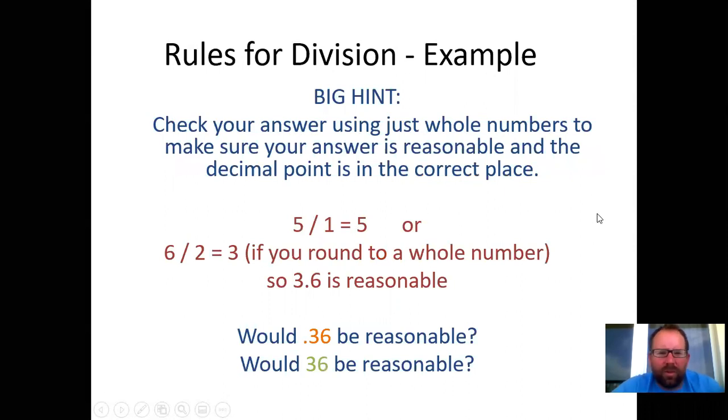All right, so check your answer using just whole numbers, and that's kind of what I did, right? So if I had the 3.6, I rounded it up to 4, or you can round it down to 3. So 6 divided by 2 would be 3. Essentially the same thing, right? So say this was 5.7 divided by 1.8. I would know that my answer has to be something close to 3, okay? And if your answer is just totally not even close, then you know you probably have a decimal in the wrong spot. And you need to go back and recheck your arithmetic, okay?